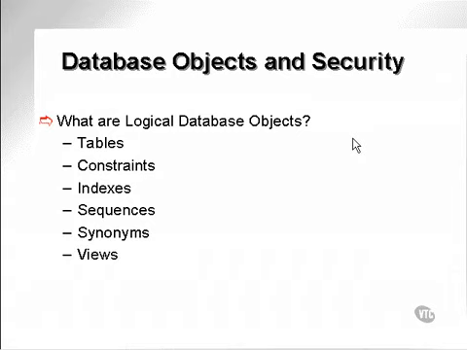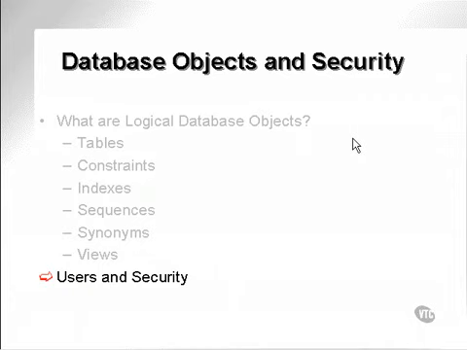What are logical database objects? As already stated, logical database objects are the objects in the database overlaying the physical database, the physical file structure. Logical database objects are the things or objects in the database which make up the relational database. These are tables, constraints, indexes, sequences, synonyms, and views. We will go into what all these are at a later stage.